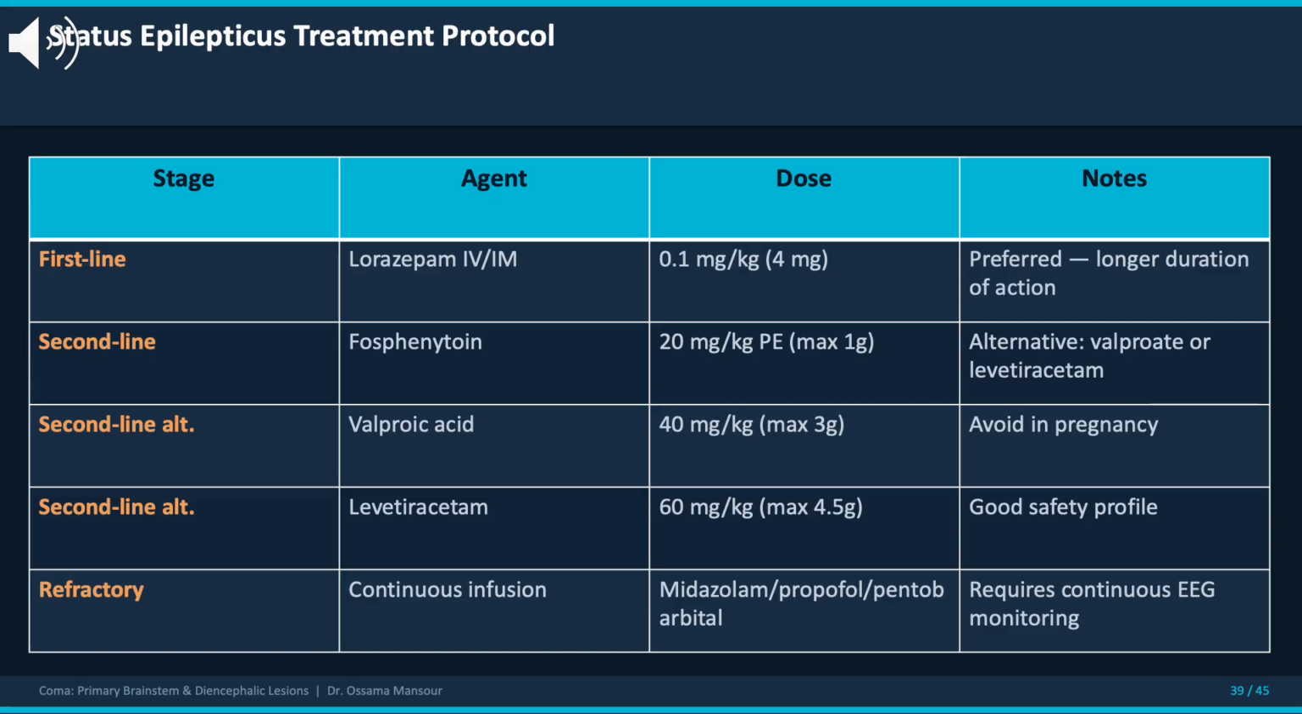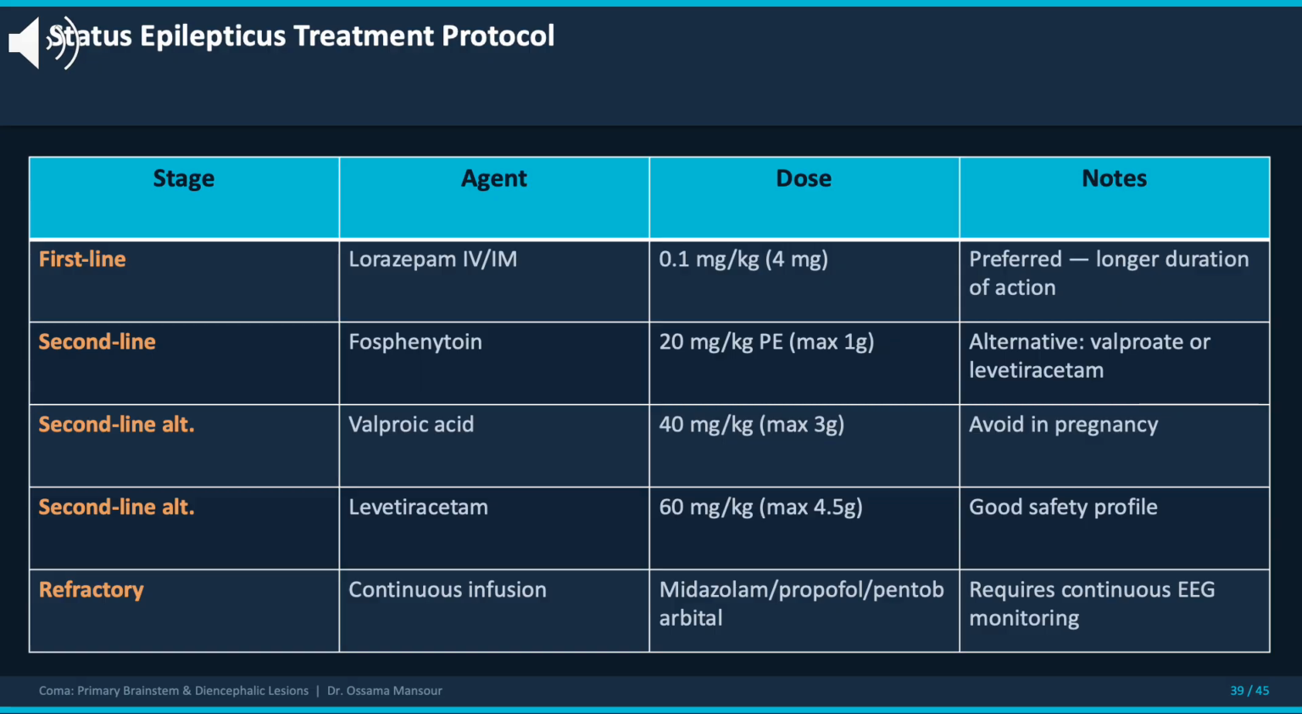If seizures continue despite adequate benzodiazepine therapy, we immediately proceed to secondary therapy. Secondary therapy options include a loading dose of fosphenytoin at 20 milligrams per kilogram, phenytoin equivalents up to a maximum of 1 gram. Alternative second-line agents include valproic acid at 40 milligrams per kilogram up to a maximum of 3 grams, or levetiracetam at 60 milligrams per kilogram up to a maximum of 4.5 grams.